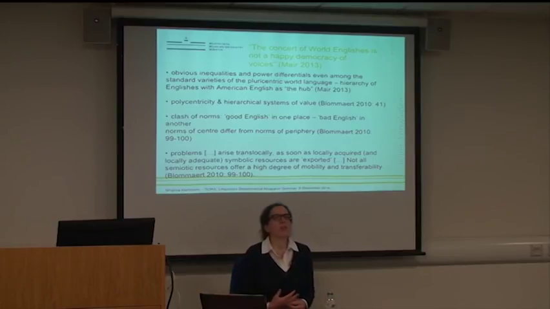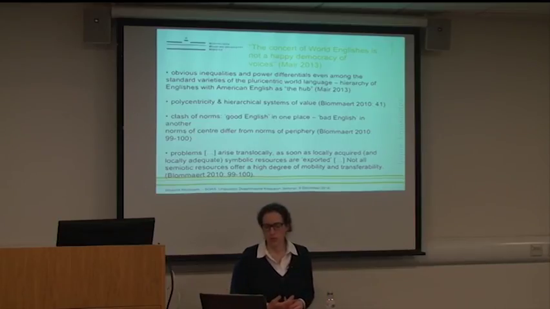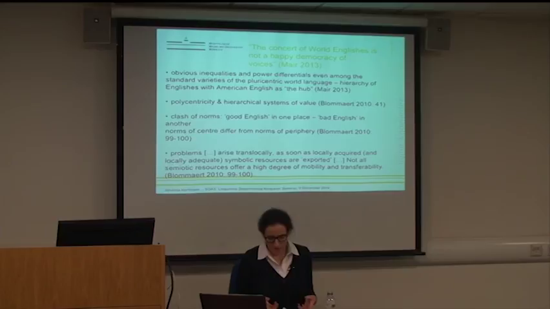Blommaert talks very much about something that could be called a clash of norms. So what's considered to be good English in one place does not necessarily have to be considered good English in another place. And especially, he says, it's problematic that the norms of the so-called center differ from the norms of the so-called periphery. And problems arise particularly in translocal contexts, of course, where people move between different places and where they actually encounter very concrete consequences of this clash of norms. And they might discover that the resources that they've been using all along, and that they and everyone else may have considered something good, are suddenly not valued any longer. And so that's, I think, an important point about my research as well, because I'm obviously looking at people who move between different places.